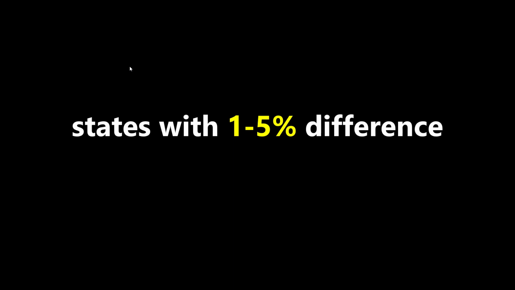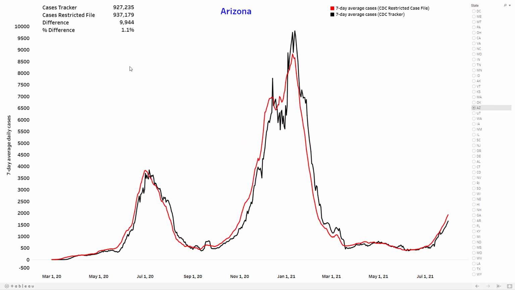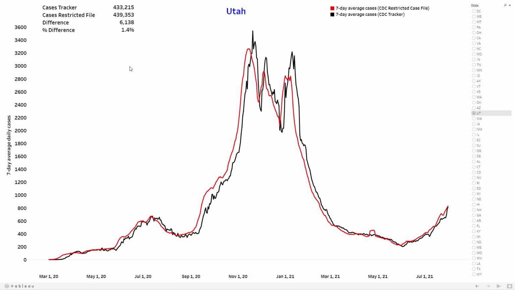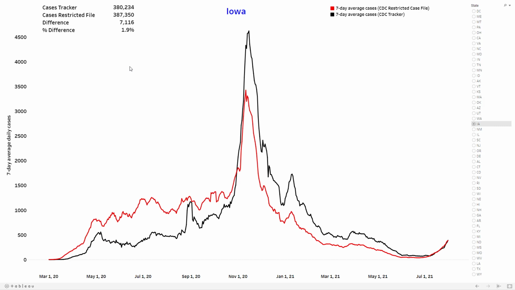What about now states with a little bit more of a difference, but still not a massive amount? This is 1 through 5% difference. Oklahoma, again, you can see these curves are almost sitting right on top of one another. Arizona, Utah, Washington State, Iowa. And again, you can see the differences here, right? We're way below the peak.